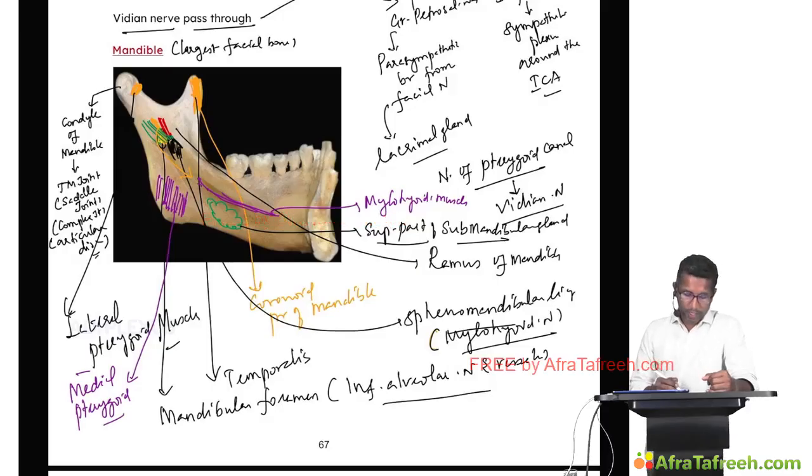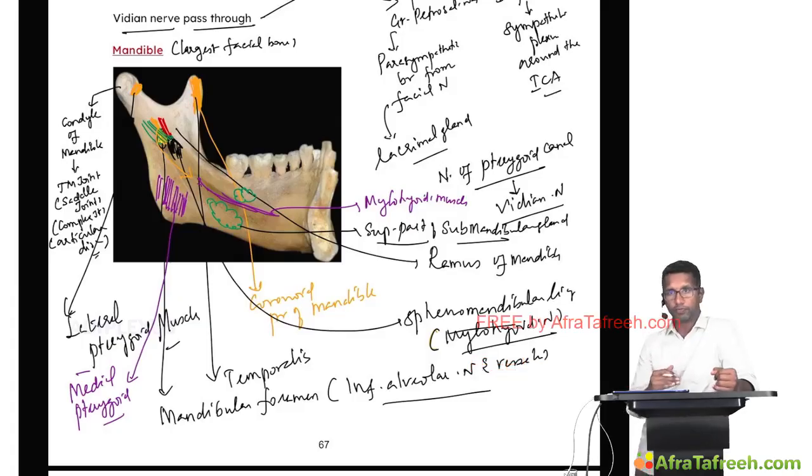And the deep part of the submandibular gland is situated above the mylohyoid muscle. One portion is lying below the mylohyoid, that is the superficial part of the submandibular gland. The other is lying above the mylohyoid, that is the deep part of the submandibular gland.